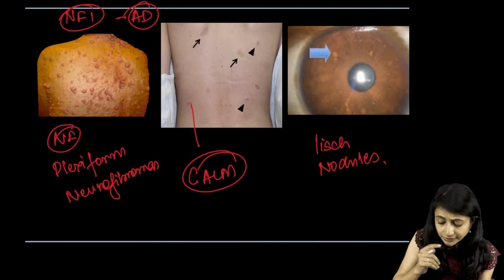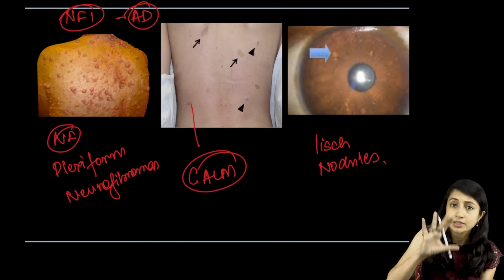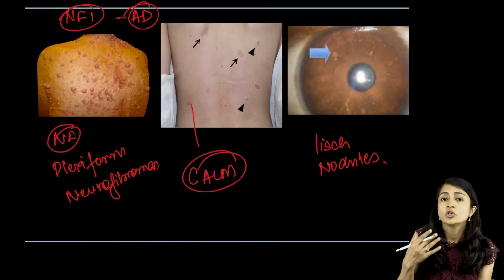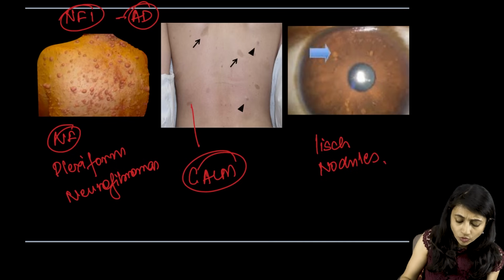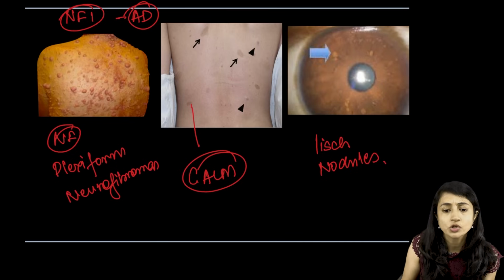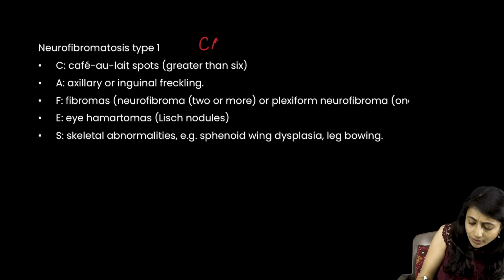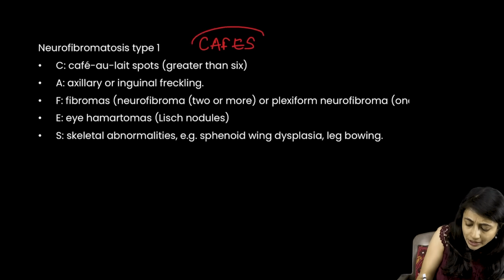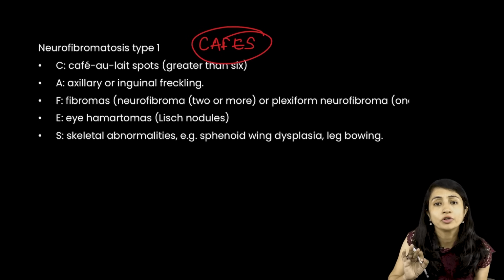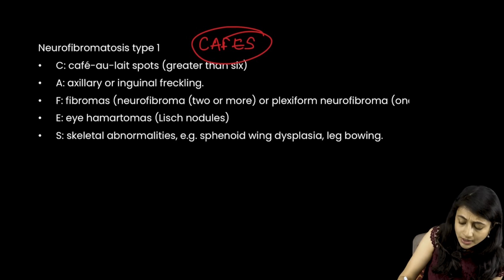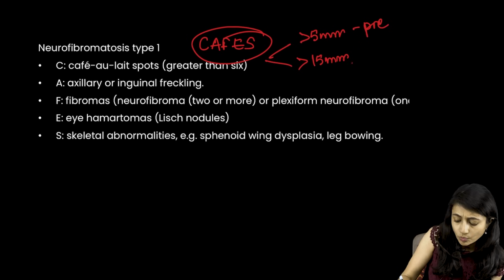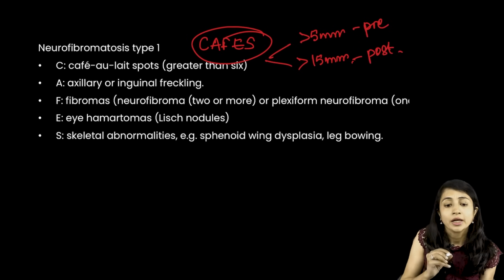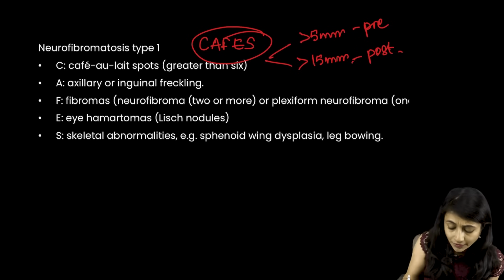Now, sometimes they may also give you history which is suggestive of a neurocutaneous syndrome. So, they will give you mental retardation or seizures which may be present. How do I remember what are the features of NF1? So, you can remember it with the help of a mnemonic, CAFES. C for cafe au lait spots, which should be more than 6. Size should be more than 5 mm and more than 15 mm in prepubertal and postpubertal individuals. A for axillary or inguinal freckling.